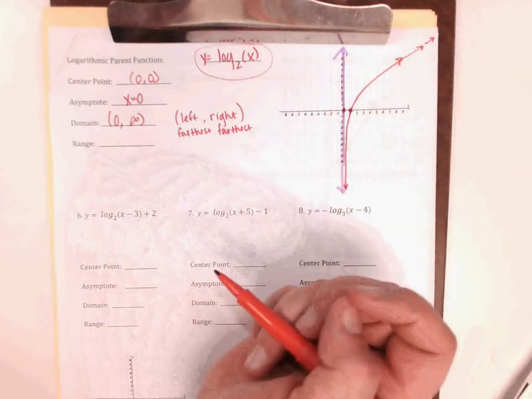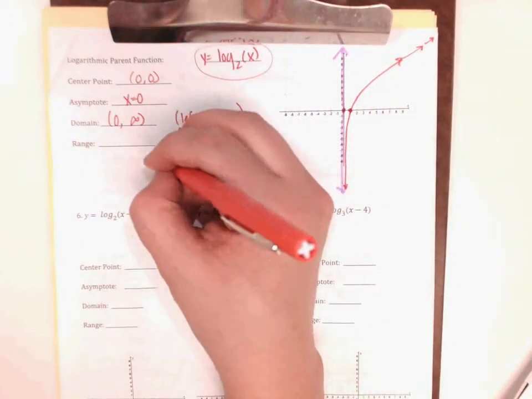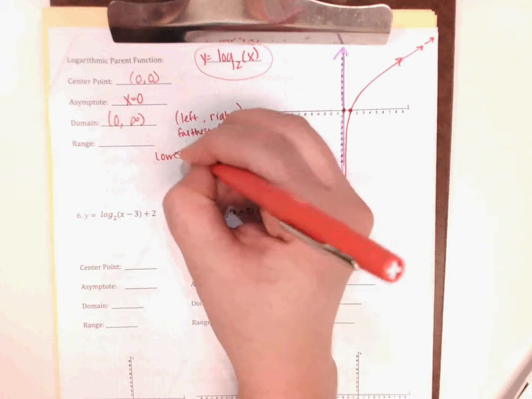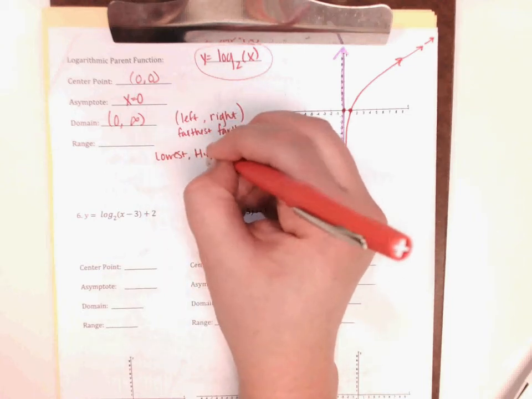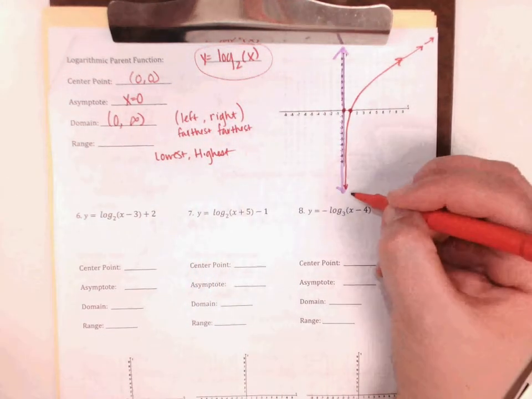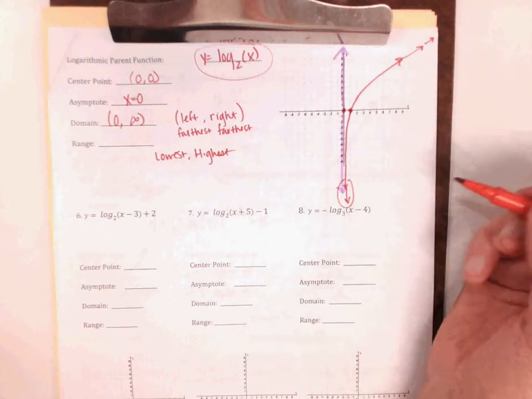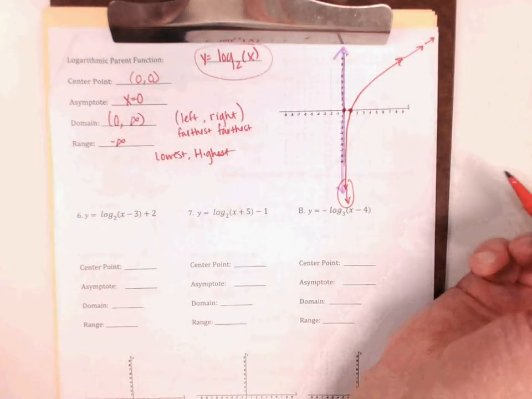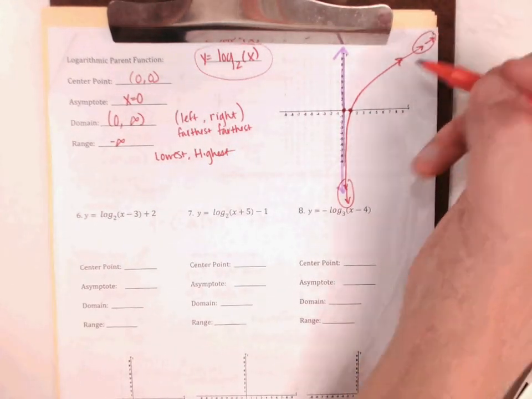Okay, second one, I need my range. Well, remember, range is going to be lowest to highest. So look at your graph. What is the lowest point? Well, it goes down and down forever and ever. And then what's my highest? Well, it goes up and up and up forever and ever.